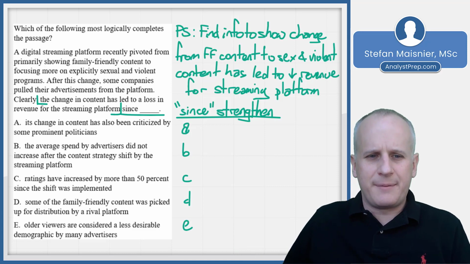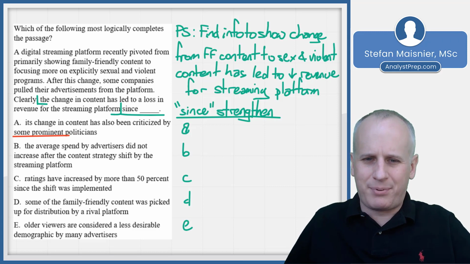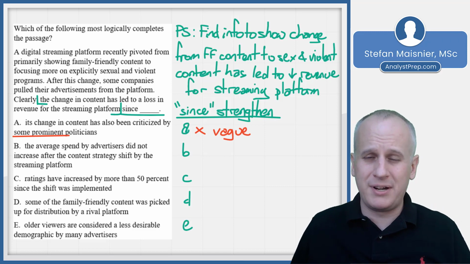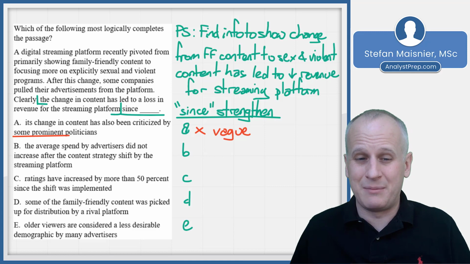So starting with choice A, we've got its change in content, meaning the streaming platform, has also been criticized by some prominent politicians. Well, some prominent politicians couldn't be much more vague if it tried. And so we can eliminate that pretty much immediately because we don't know that those politicians directly influenced the pulling of the advertisements. We don't even know how many some is. There's way too many questions about that vague qualifier.